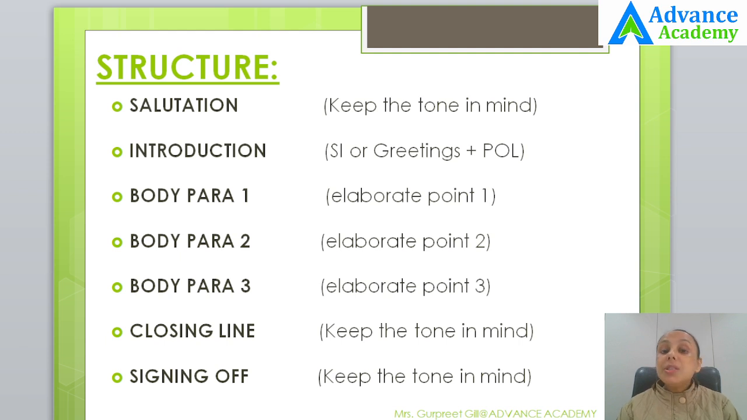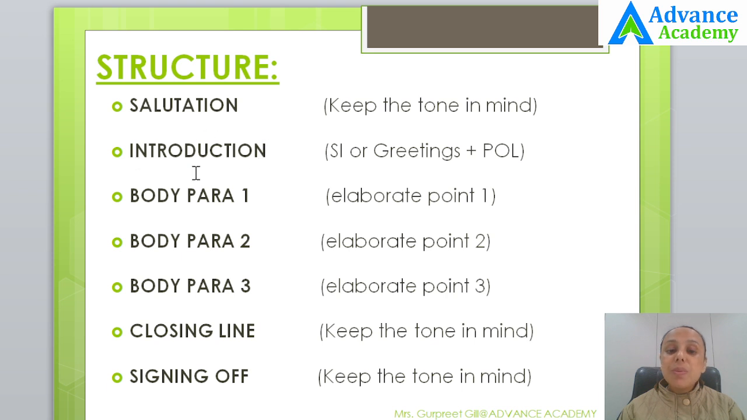Now, what is the structure of a letter? The letter has all these parts. The first part is salutation. I'll teach you all of these one by one in the forthcoming slides. But the first thing that you have to write in a letter is the salutation. And salutation depends upon the tone. Salutation is different for formal letters, semi-formal letters, and casual letters.